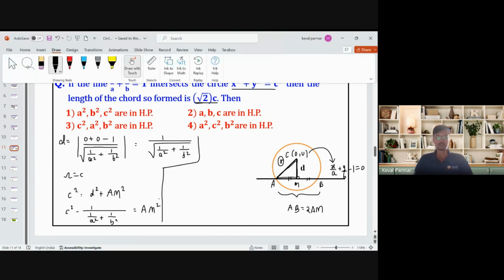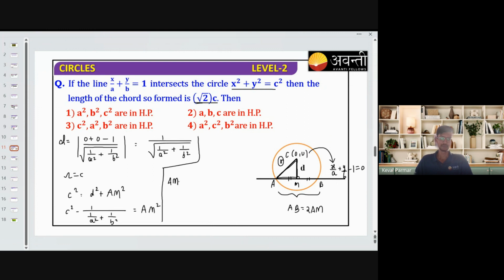Yeah. So we got AM square. Now we can take LCM here, right? Should we take LCM? Yeah. So we'll get AM square is equal to c square minus, I think we'll get a square b square upon a square plus b square.